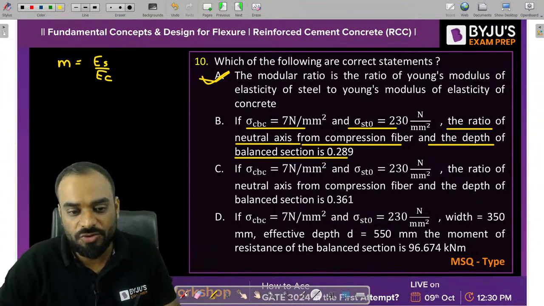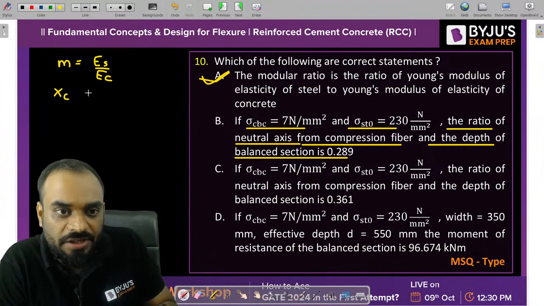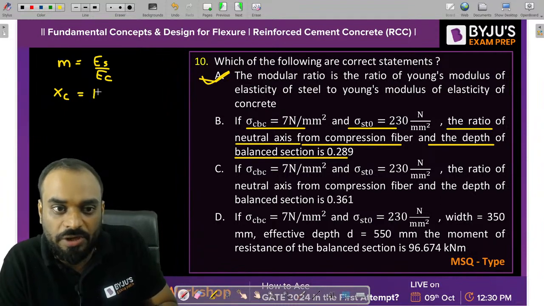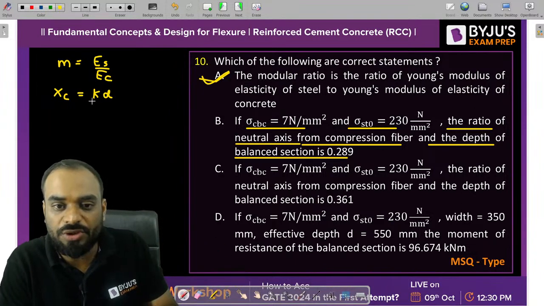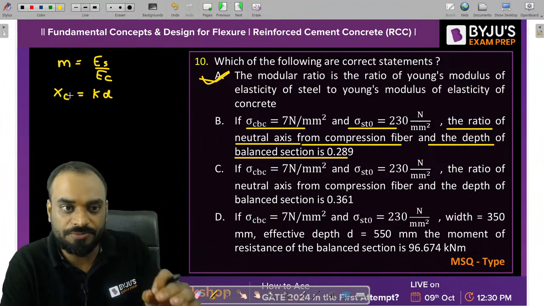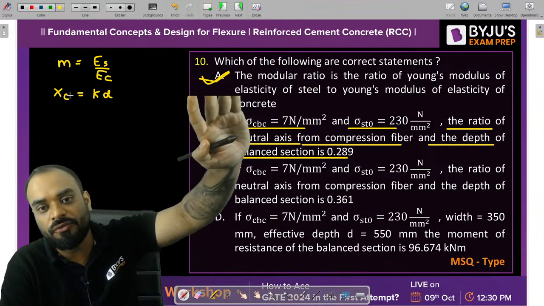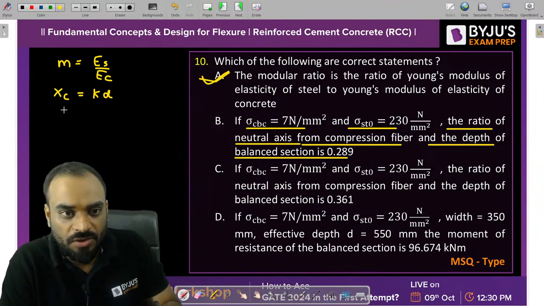Now what it means actually, let me explain it first. You know that, guys, we can calculate the critical depth of neutral axis in case of the WSM method. And how can we calculate it? It is the product of K into D. Now XC is the critical depth of neutral axis from the top fiber of concrete, right? Okay. Now if you take the ratio of XC by D, then it is nothing but K.